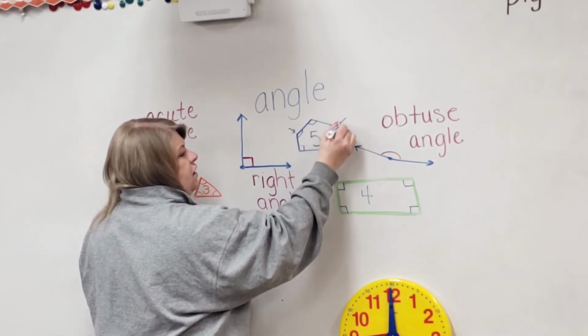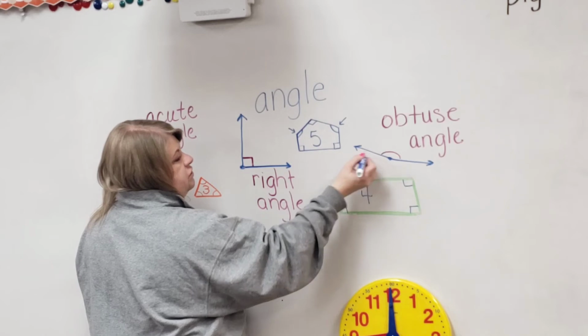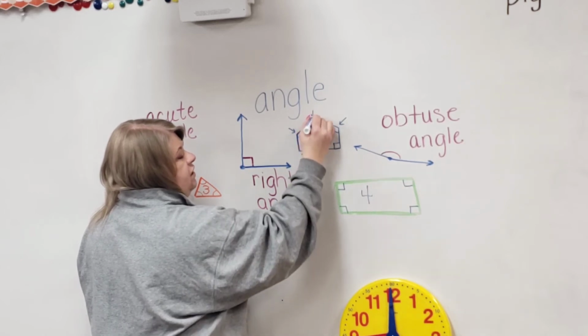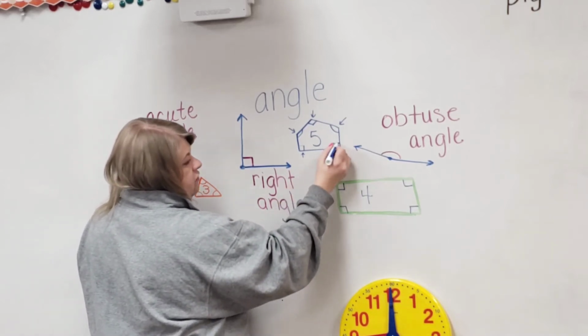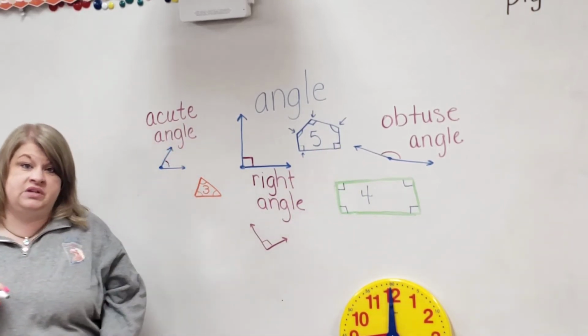These 2 angles right here are bigger than right angles, so those are obtuse. But look at that, 1, 2, even though it's sideways. Remember I said we could have it sideways. 3 right angles and 2 obtuse angles.